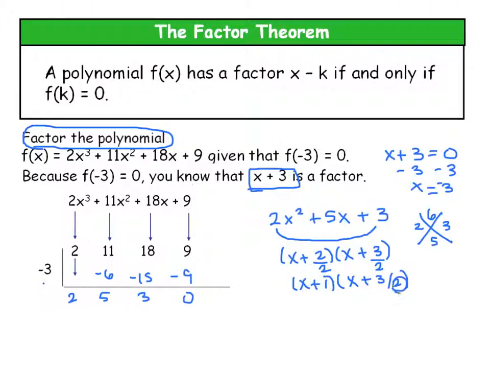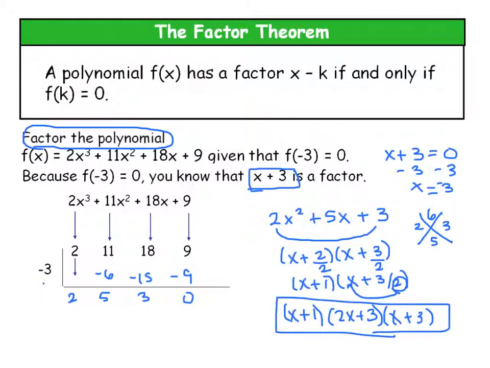And we do bottoms up. So we're going to have x plus 1, 2x plus 3, and then the last term comes from the problem, x plus 3. Those three factors are the complete factorization. So we answered the problem, factor the polynomial. And if I was to FOIL out these three polynomials, I would get this answer.